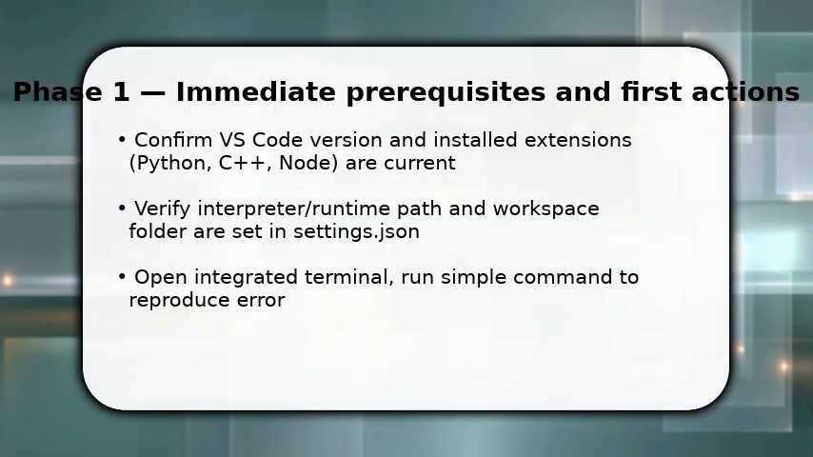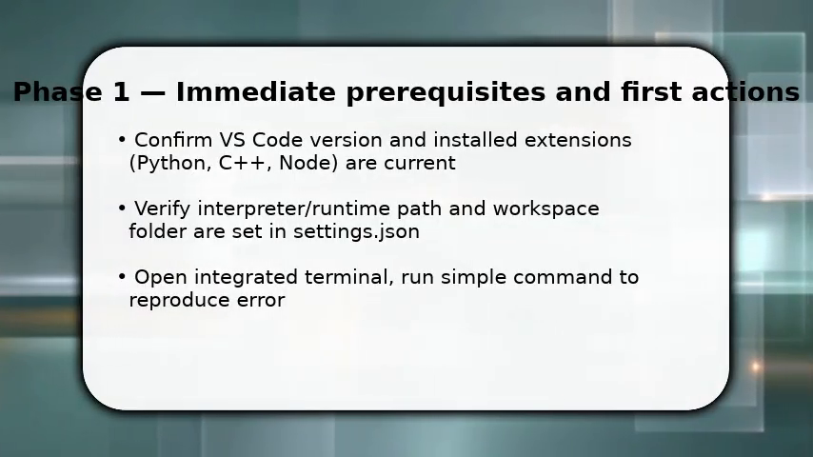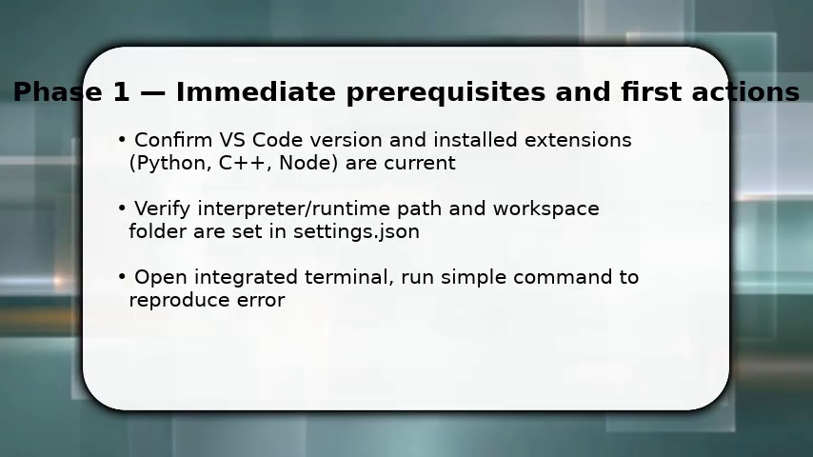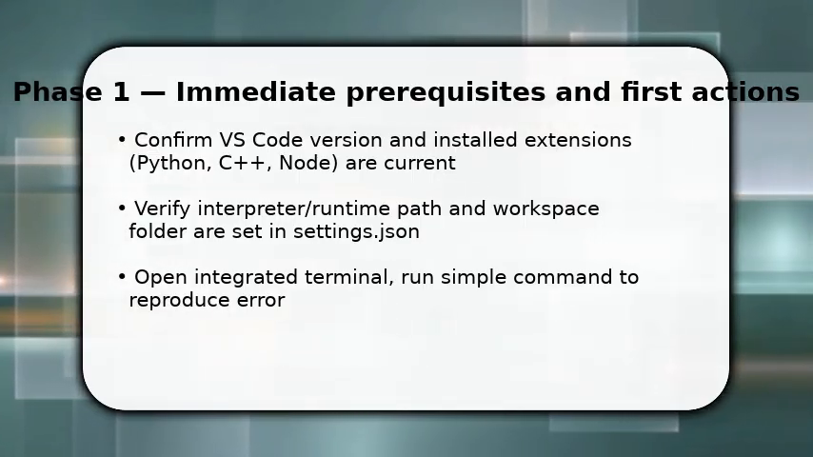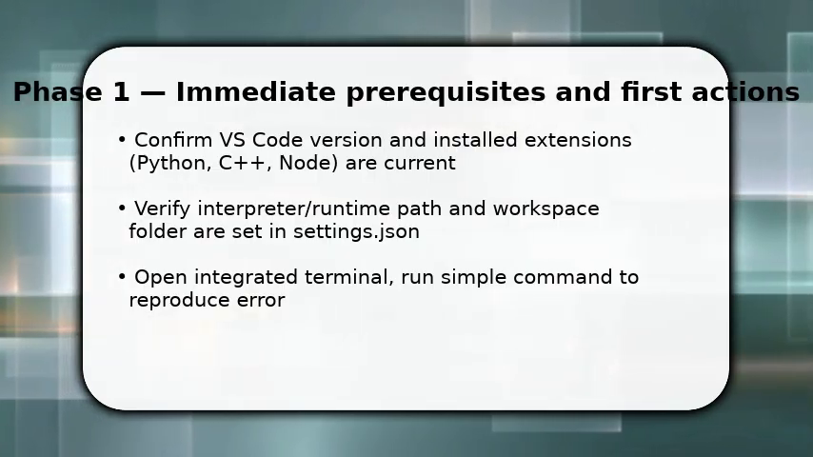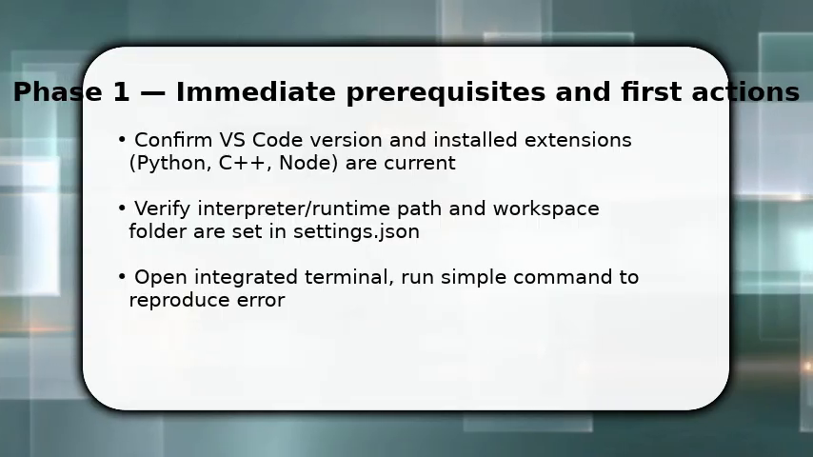You start now by confirming the essentials. Examine VS Code version and the specific language extension. That prevents false leads. Once done, check your interpreter or runtime path inside settings.json so VS Code targets the correct binary.